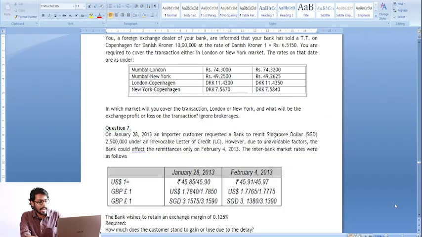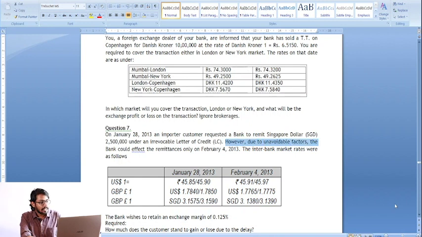Okay, so you guys are back. Question number 7. Simple question. On January 28th, 2013, an importer customer requested, so the customer is the importer, mind you, a bank to remit Singapore dollar, short form SGD, 2.5 million, 25 lakh, under an irrevocable letter of credit. What is a letter of credit? In a future question I will explain to you what an irrevocable letter of credit is. For now, just mind you, we have to remit Singapore dollar 2.5 million.